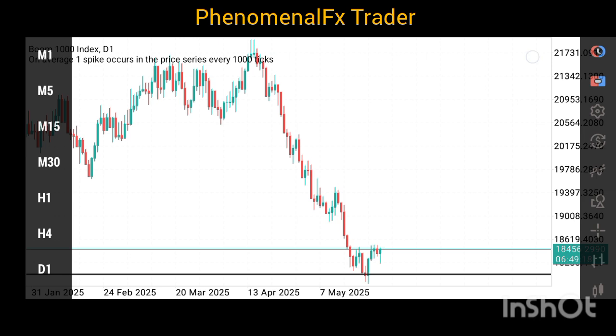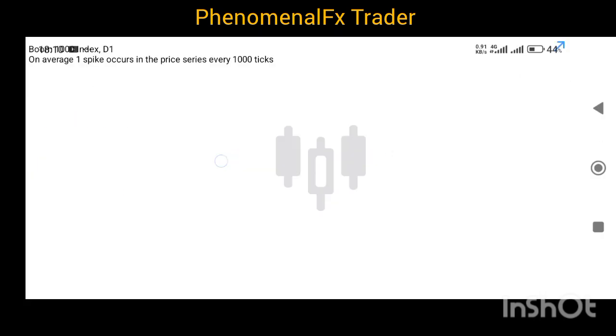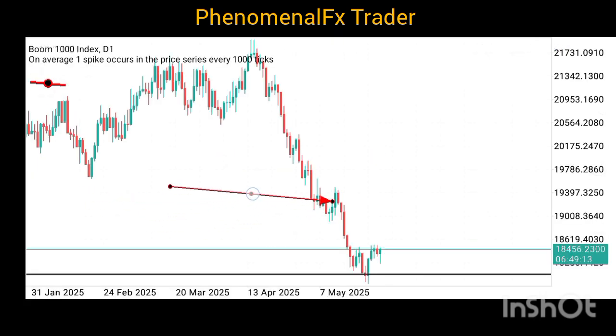But this thing you guys have to also take note of. Now you can see after these impulsive sales, the market sold impulsively up to this level. Then it tried to buy.